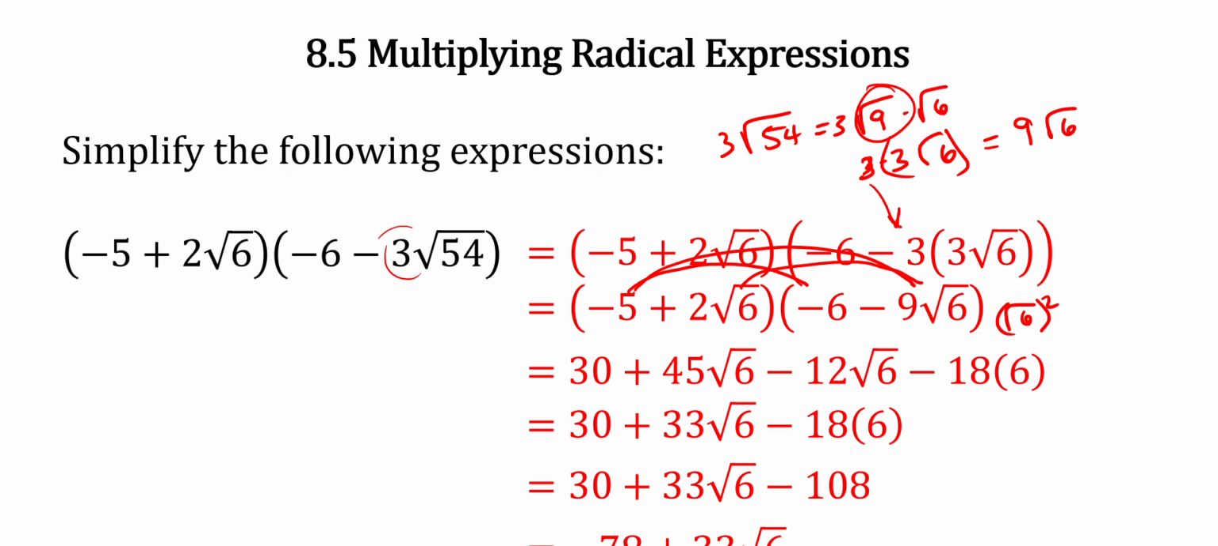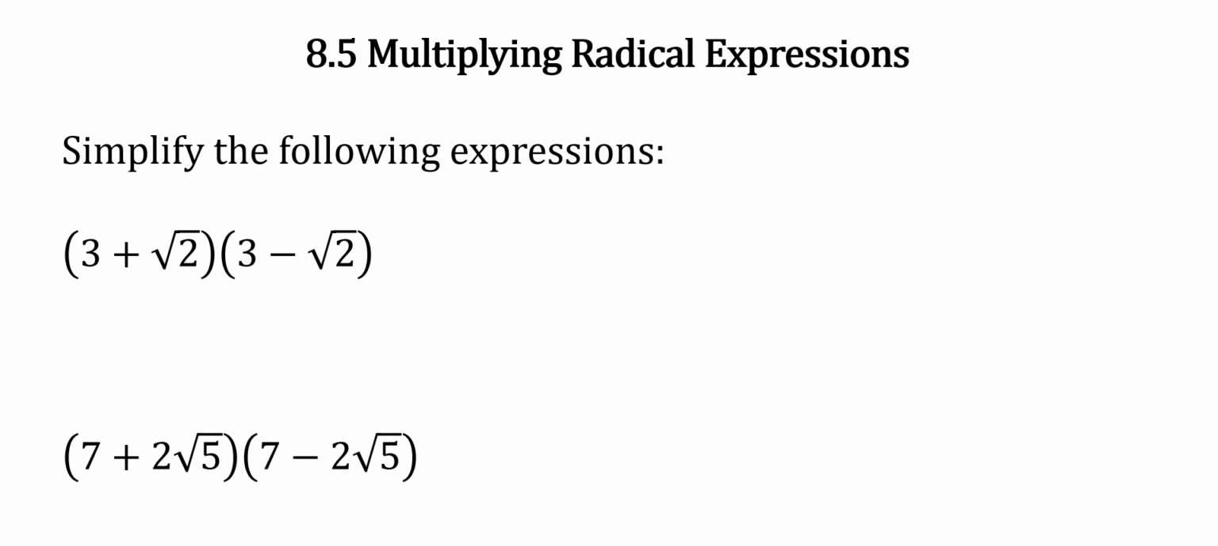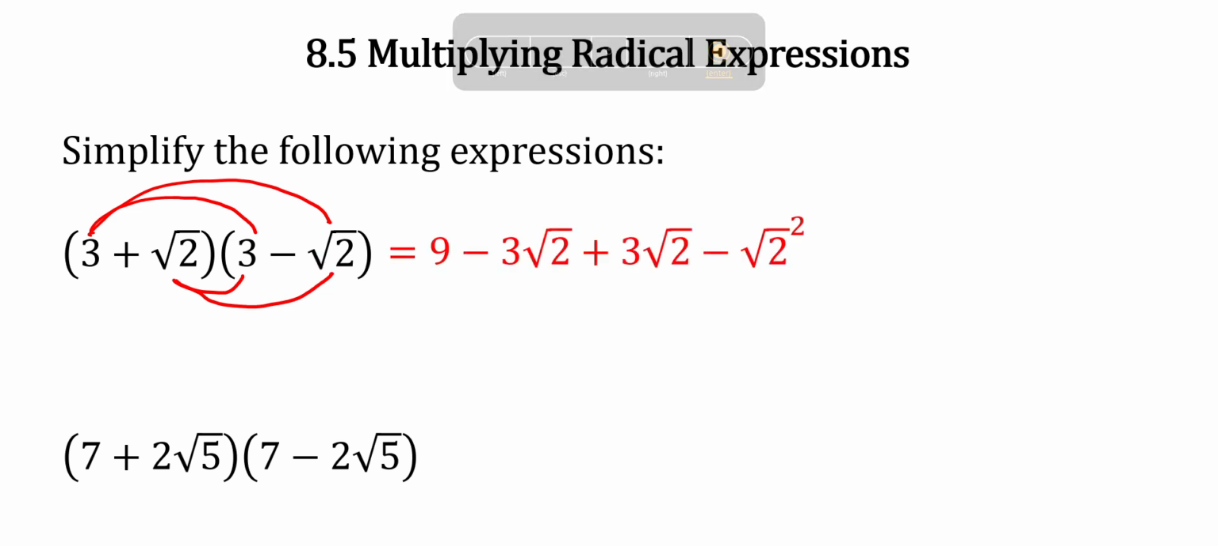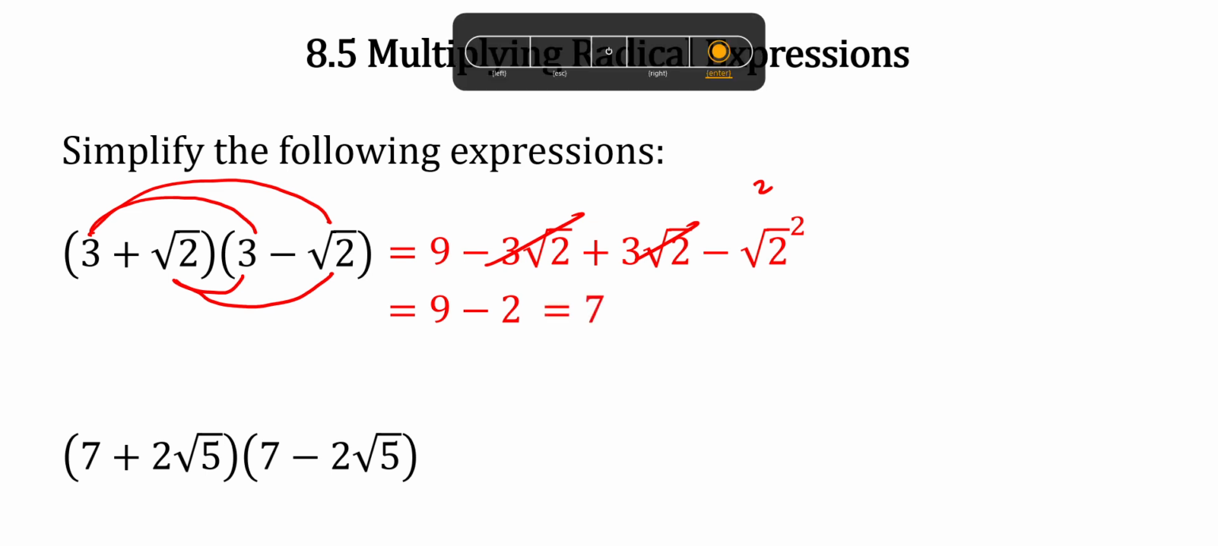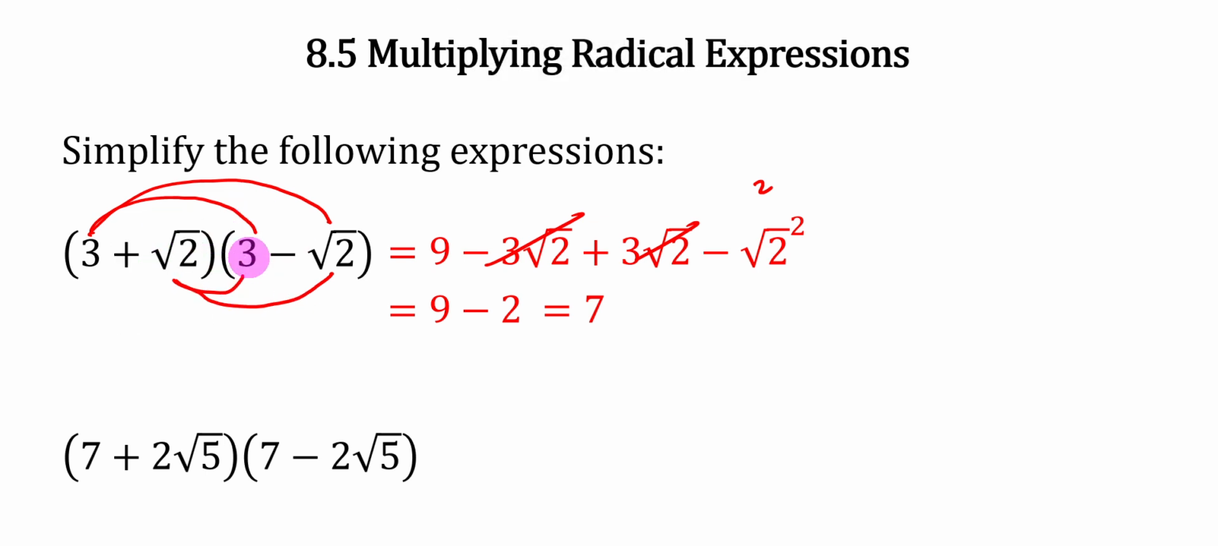Okay, a couple other things to cover here. When you do these, this ends up coming out nice and easy. Hopefully you'll start recognizing this pattern. I hope some of you may recognize it right now. So 3 times 3 is 9. 3 times square root of 2 is minus 3 square roots of 2, plus 3 square roots of 2, minus 2. So look what happens. These cancel out. This just becomes 2. So I'm left with 9 minus 2. And I get 7. So all of this simplifies just to 7.